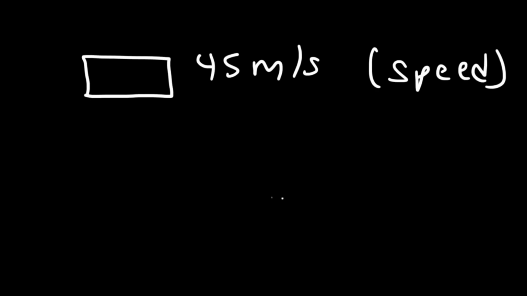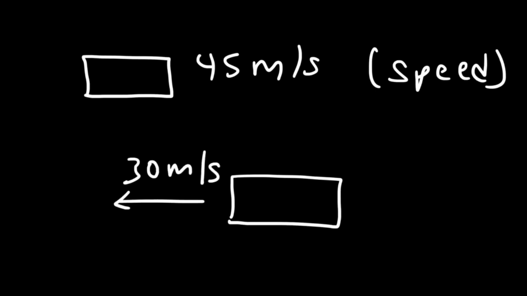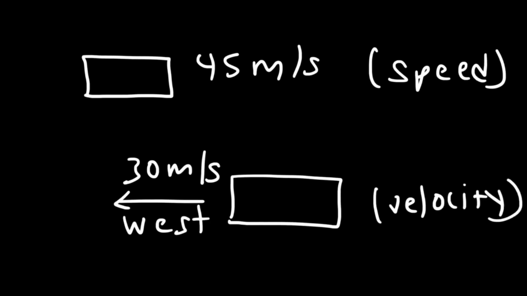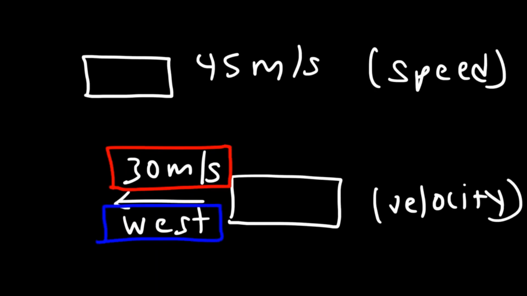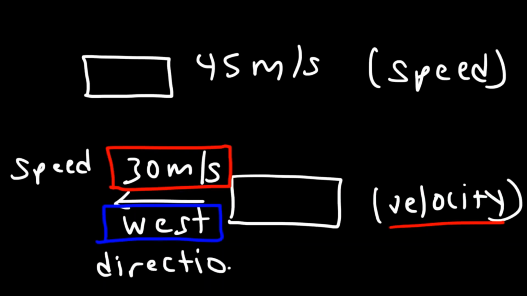Now let's say we have a train moving 30 meters per second going to the west. In this case, this is a description of velocity, because not only do you have the magnitude of the vector, which is the speed, but you also have the direction. And so when you combine magnitude and direction, you have a vector quantity. So velocity is basically speed with direction. 30 meters per second tells you the speed, and west tells you the direction. When we combine these two, you have velocity.